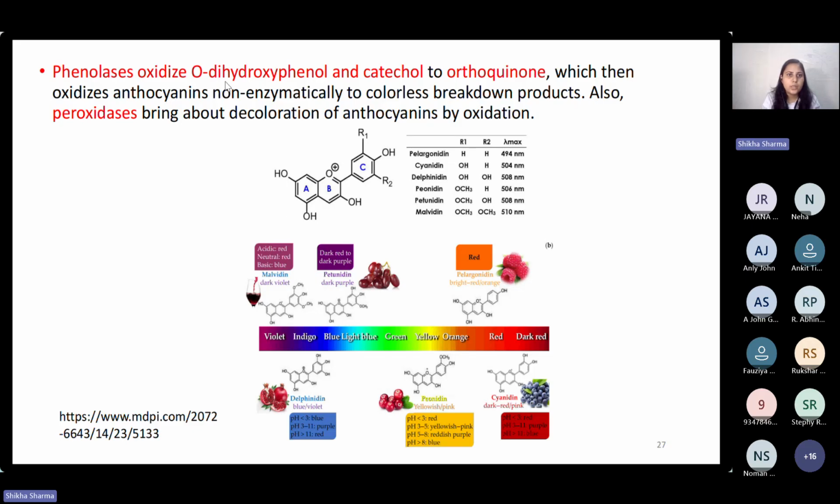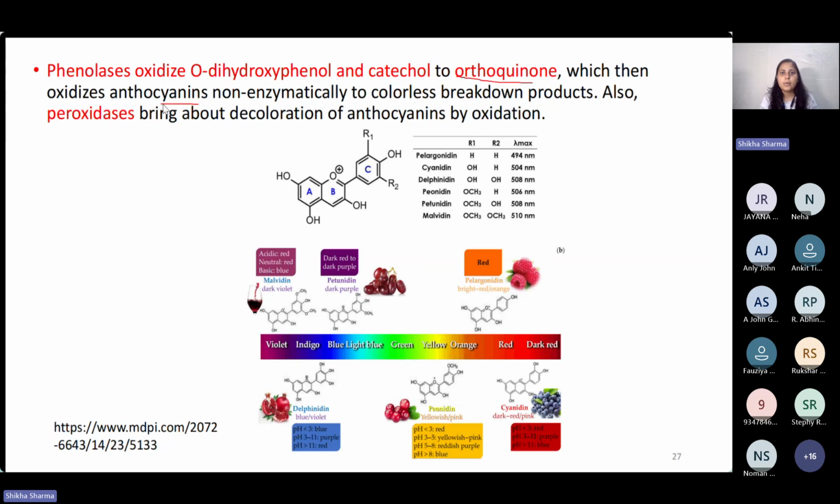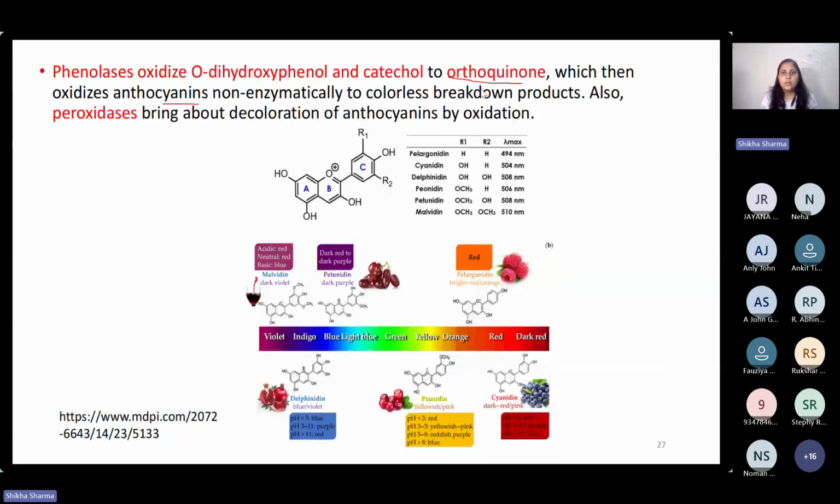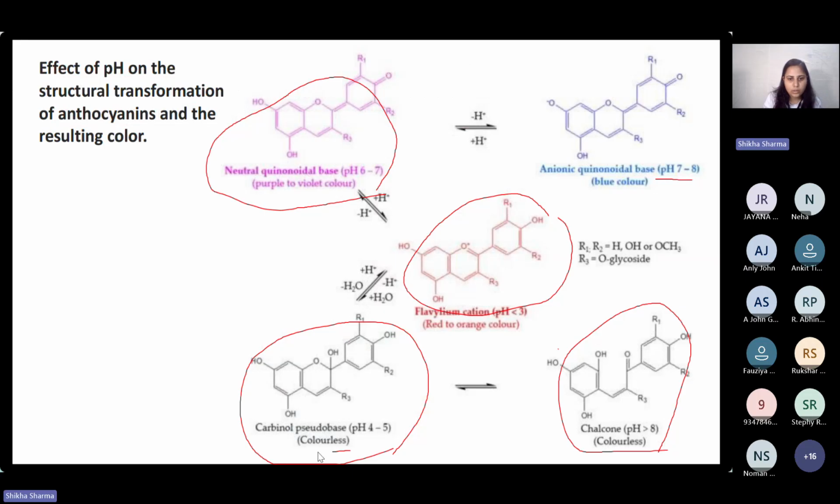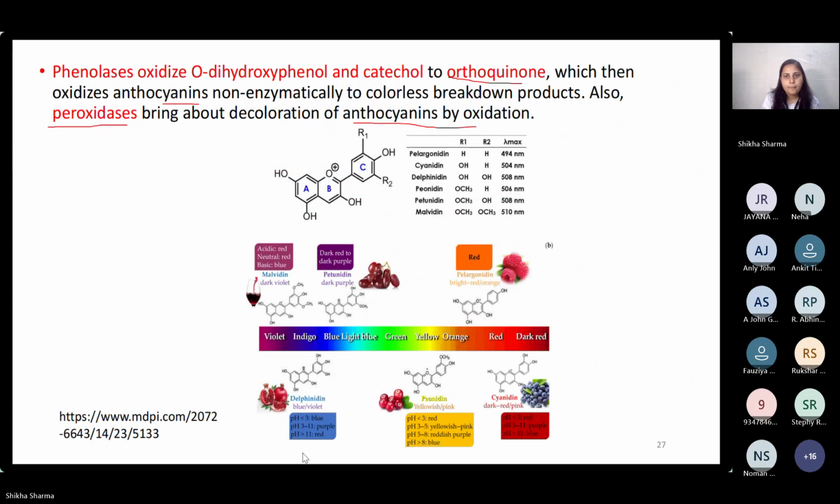So phenolase oxidizes orthodihydroxyphenol and catechol to orthoquinones, which then oxidize the anthocyanin non-enzymatically to colorless compounds. Next is the peroxidase, which can also convert the anthocyanin to oxidation products and bring about decoloration. So these are the decolored or colorless products also.